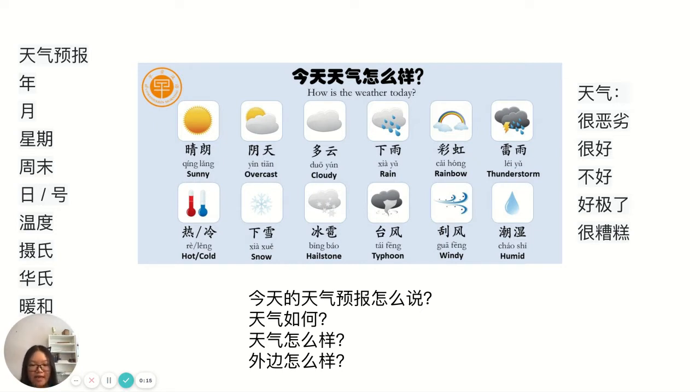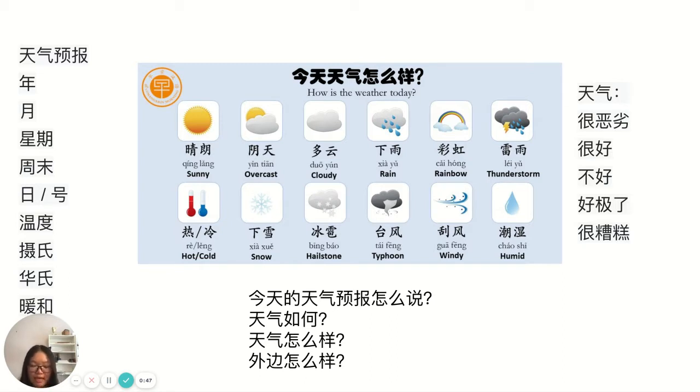Our topic for today is the weather. 我们开始吧。Let's get started. So to ask someone, how is the weather today? You can ask, 今天的天气怎么样？天气 is weather, and then 今天 is today. And then 怎么样 is how is it? So how is the weather today? 今天天气怎么样？You can also ask 今天天气如何？如何 and 怎么样 are very similar.